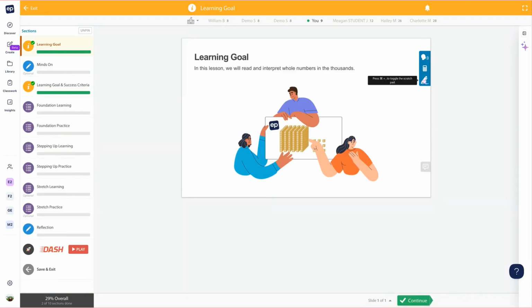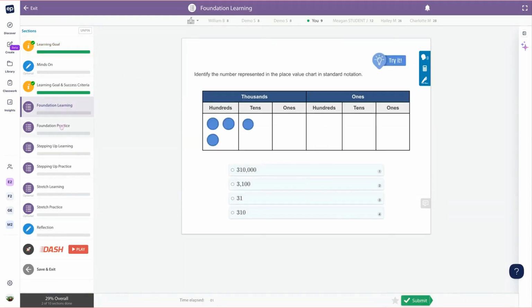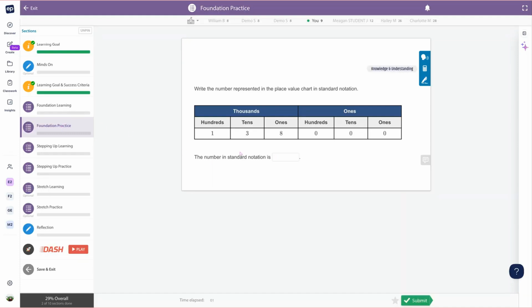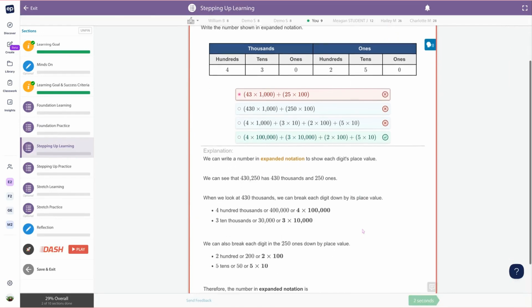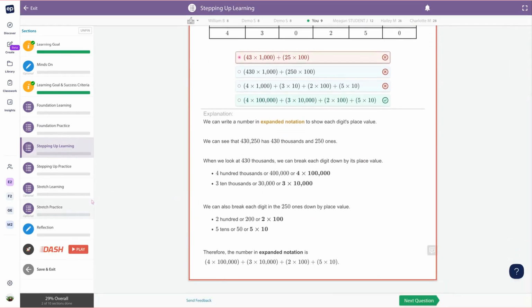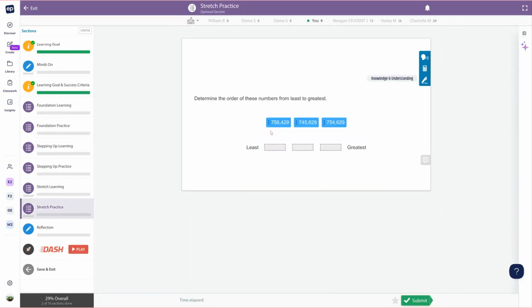Once loaded on student platforms, they have access to accessibility tools such as our question reader, calculator, and handwriting tool. We integrate with Google Read and Write as well. Students can move through our eye or information icons and then move into their foundations, stepping up, and optional stretch thinking questions that push students to achieve mastery on various grade level topics.